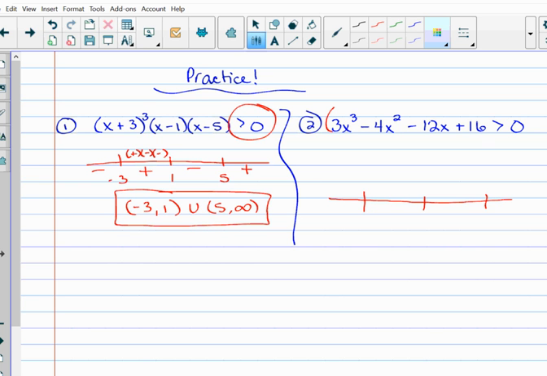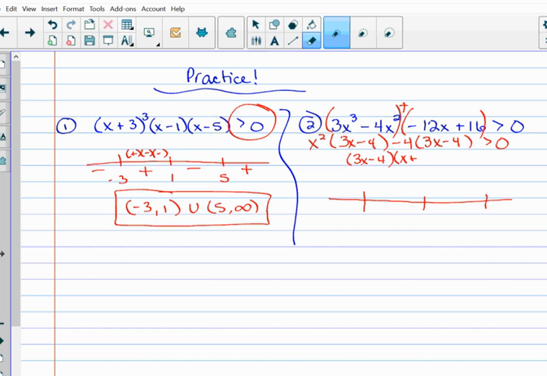All right, you have to factor by grouping on this one when there's 4 terms. I can take an x squared out of that first part, and then I can take a negative 4 out of the second. Okay? The 3x minus 4, that's one of your factors. What's the other factor? x squared minus 4. What does x squared minus 4 factor into? So that's where your 3 factors come from.